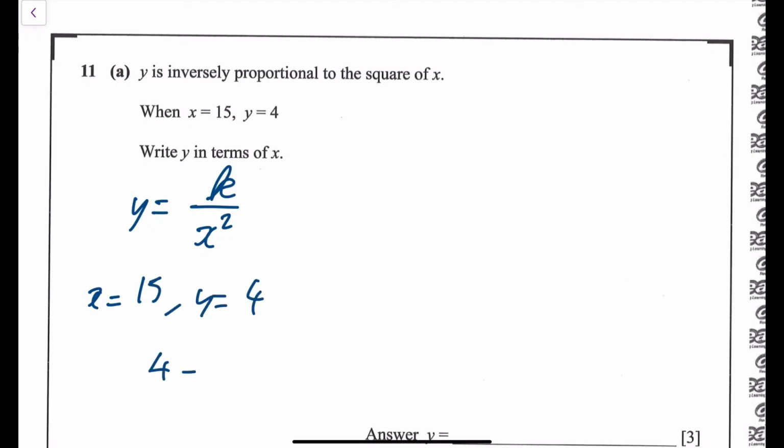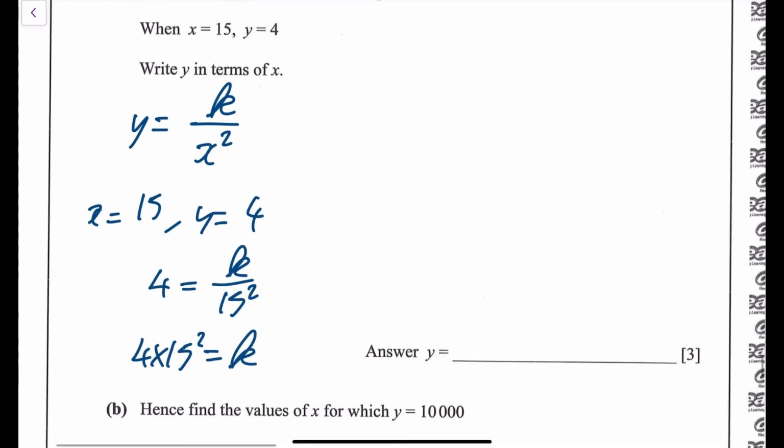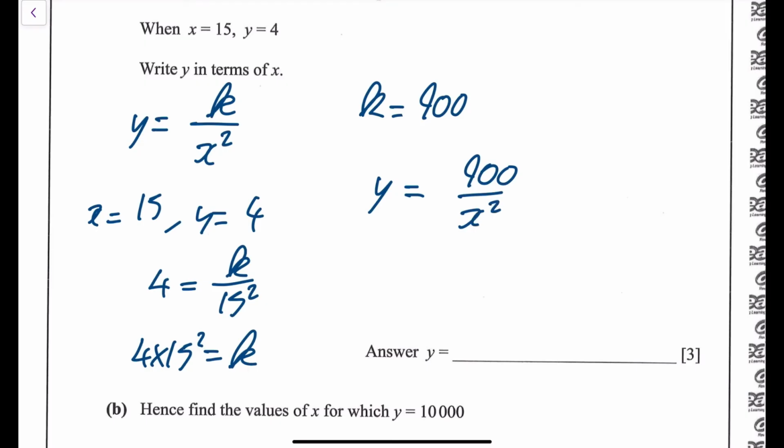So instead of y, you write your 4. Instead of x, you write 15. So 4 times 15 squared is equal to k. And that means my k, just check that on your calculator, 15 squared times 4 is 900. So k equals 900. So that means your answer is 900 over x squared.